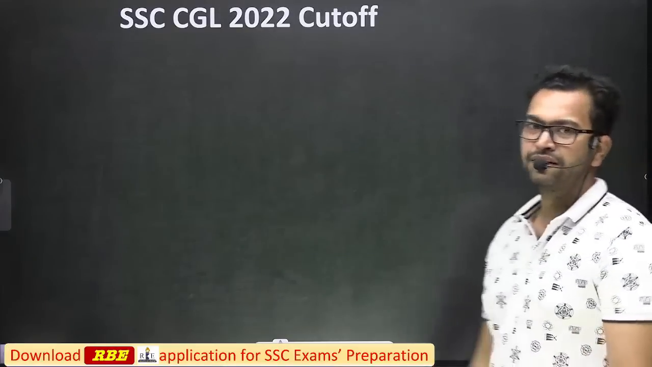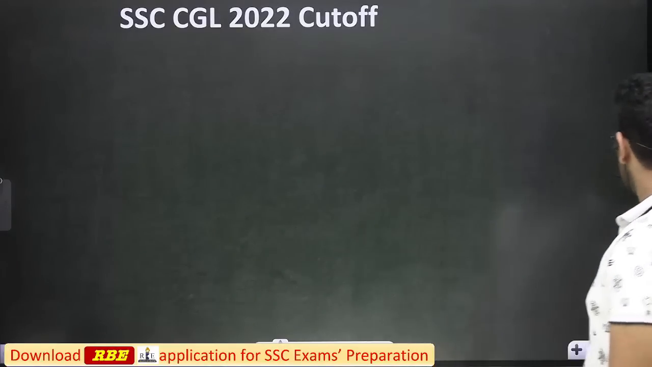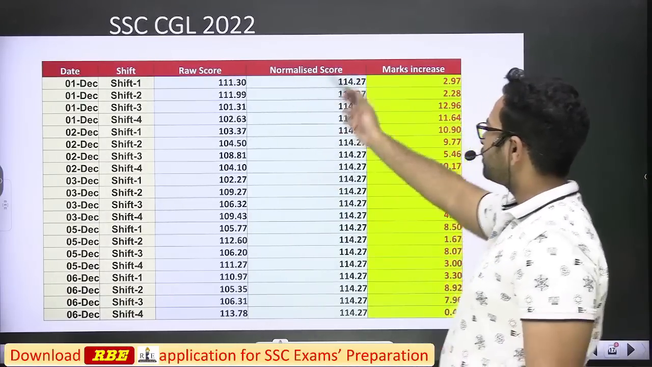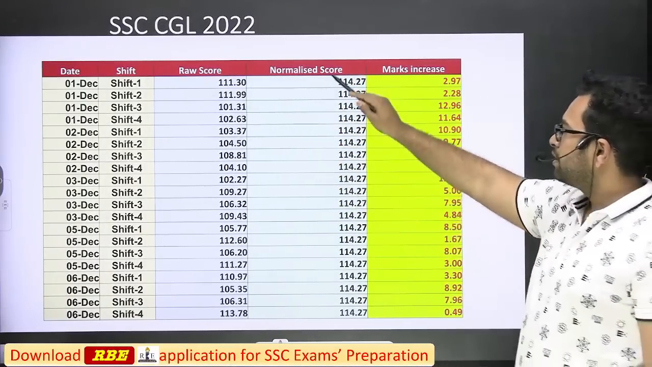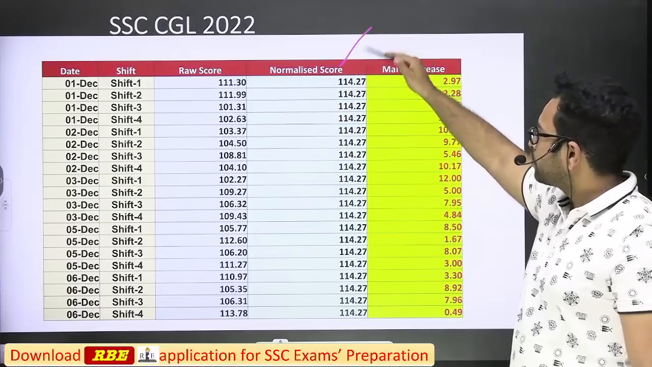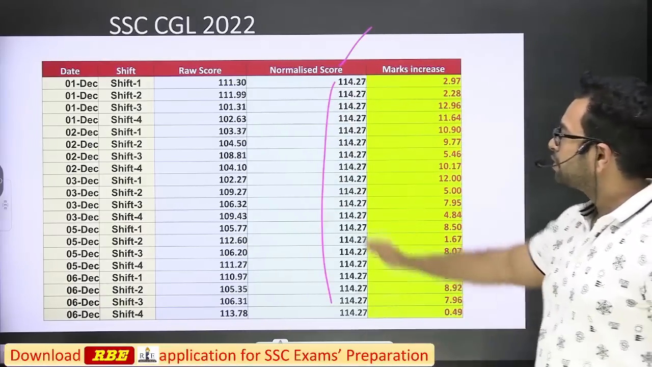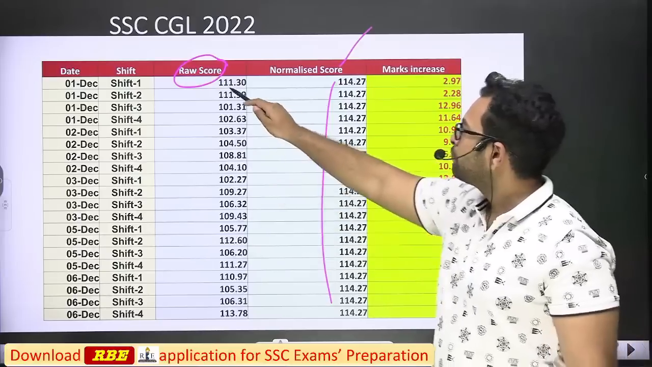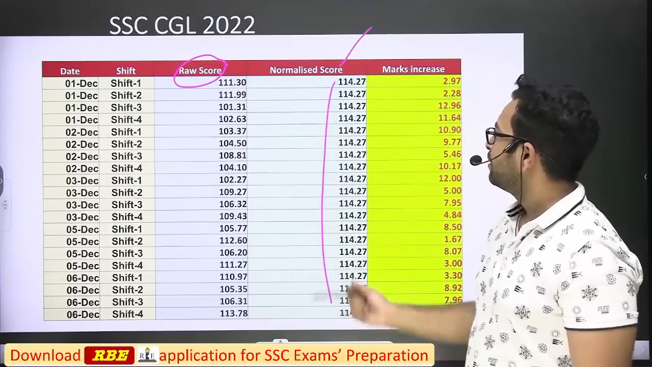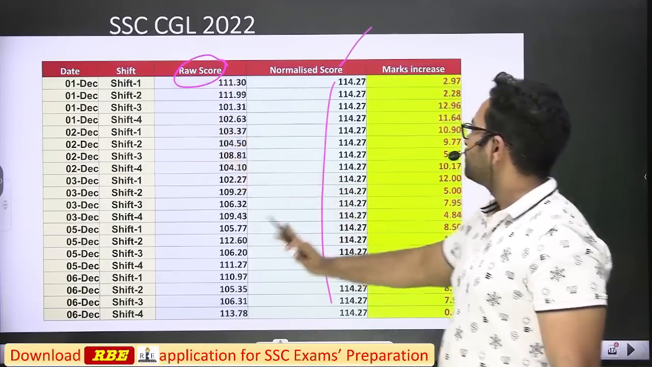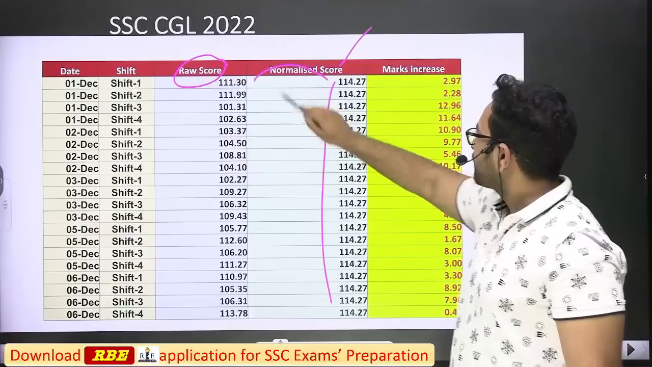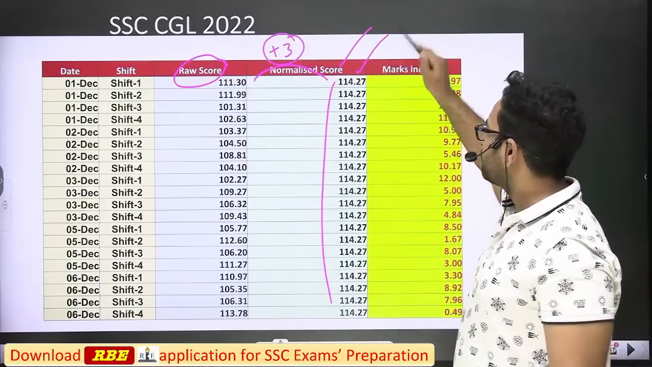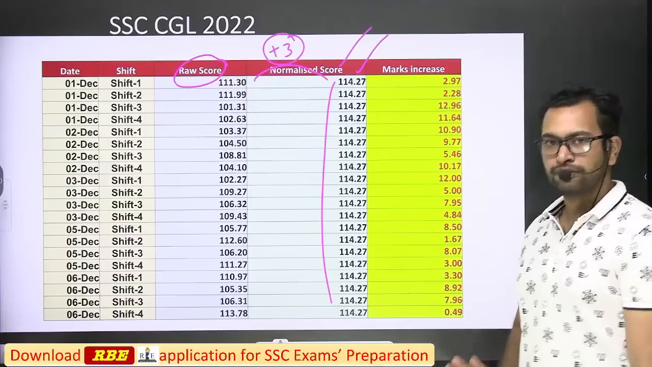You won't be surprised in the examination if this happens. If we see the SSC CGL 2022 cutoff, it was very low. For unreserved category, shift wise, the normalized score cutoff was 114.27, but the cutoff on the basis of raw score was this. If an aspirant is scoring 111.30 marks in 1st December shift 1, he was getting approximately 3 marks more due to normalization, getting 114.27, and was qualified, right?